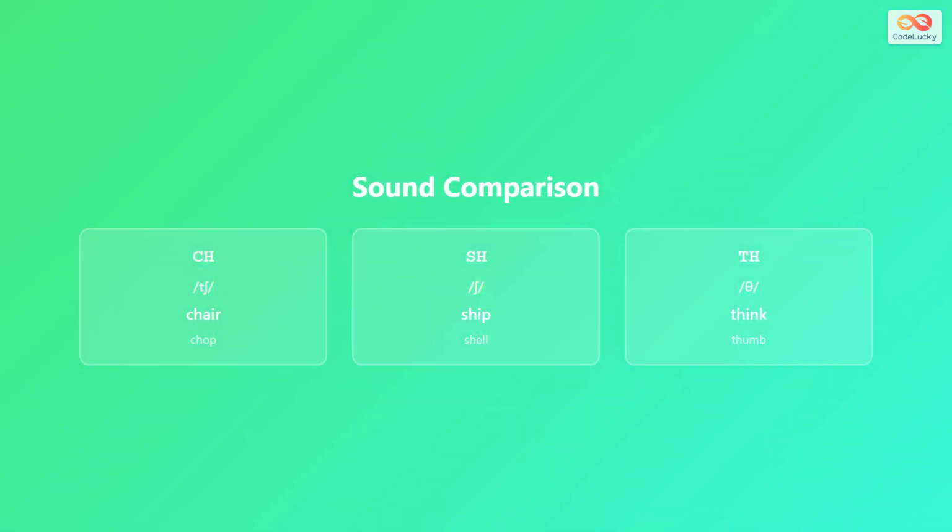Now let's compare all three sounds together. The CH sound /ch/ is found in words like chair and chop. The SH sound /sh/ is found in words like ship and shell. The TH sound /θ/ is found in words like think and thumb. These three sounds are all different, so listen carefully to hear the differences between them.